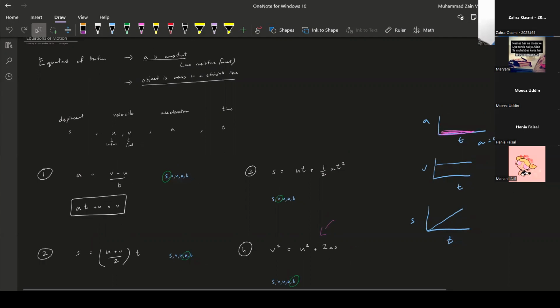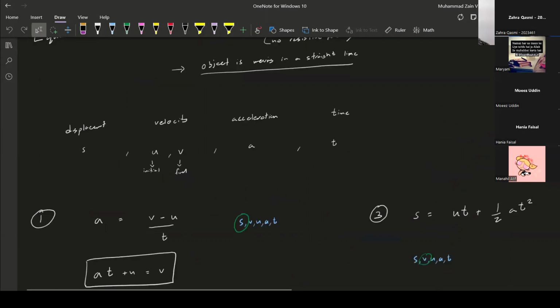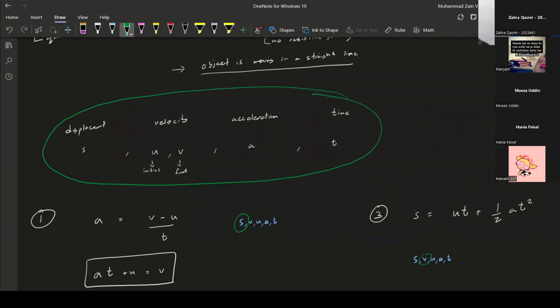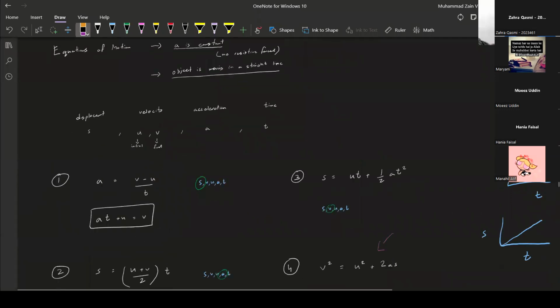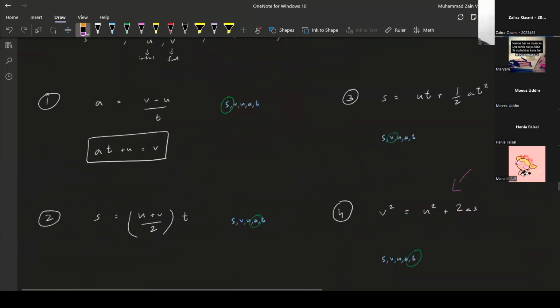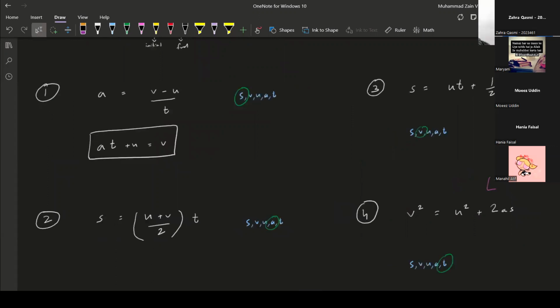There are formulas involved, which I have. There are 4, 5 quantities which are always involved in all questions of kinematics: the displacement, the velocity, which has the initial velocity and the final velocity, then the acceleration, and then the time. So there are 4 formulas for the equations of motion which I have with me. These are those 4 formulas. Now, the first formula has these 4 quantities, but it does not have displacement, which is s.